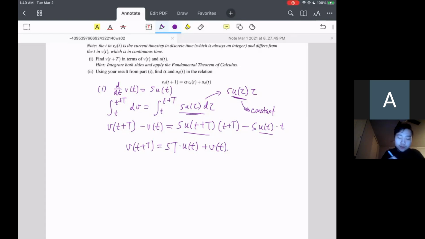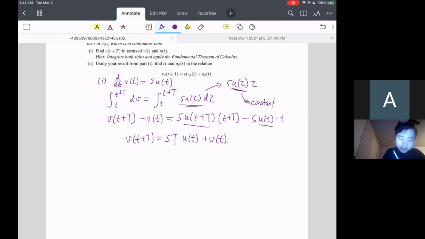All right. So for the second question, it asks us to use the result from part 1 to find alpha and Ud(t) in a relation. Okay. So this will be a little bit confusing, because we're trying to use the two t's at once. We're trying to use the discrete t, and we're trying to use the continuous t, using the same symbol. It will be confusing, but if we use it right, it won't be too confusing.